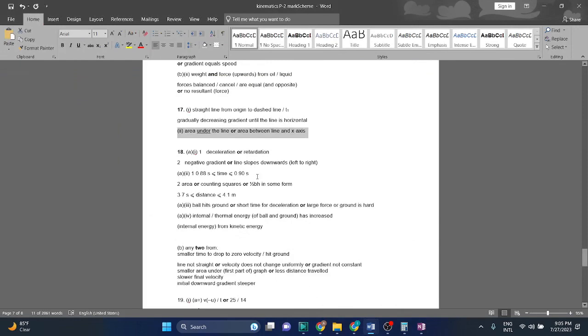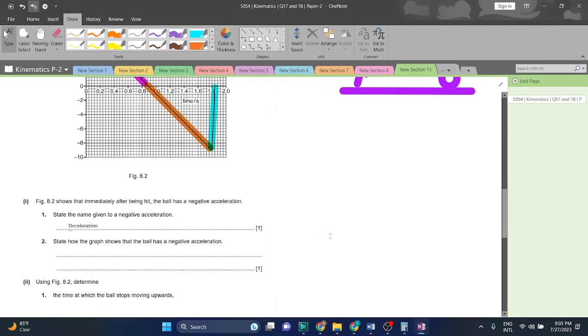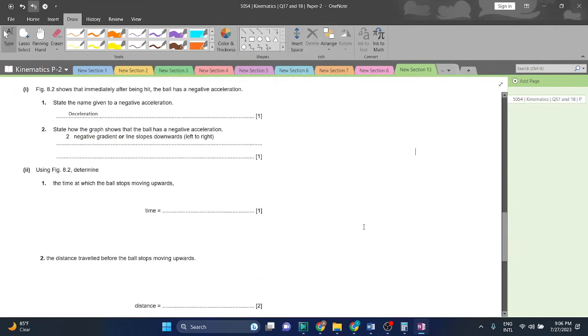It has a negative gradient. I told you this. The line slopes downward. Negative gradient means there will be a deceleration.